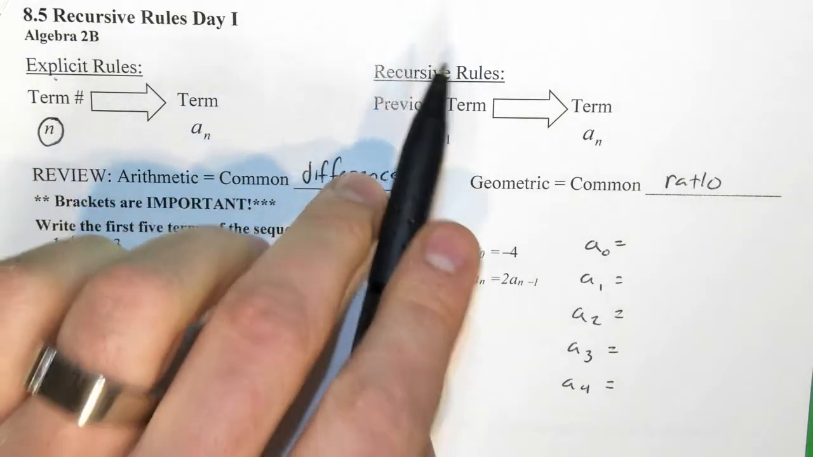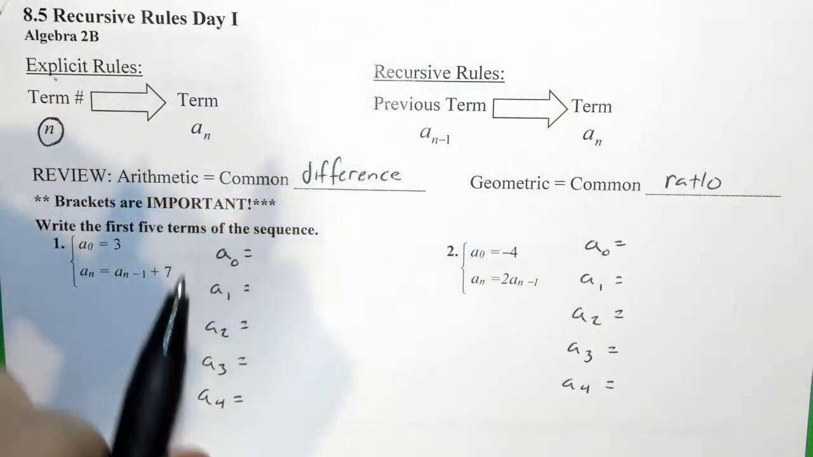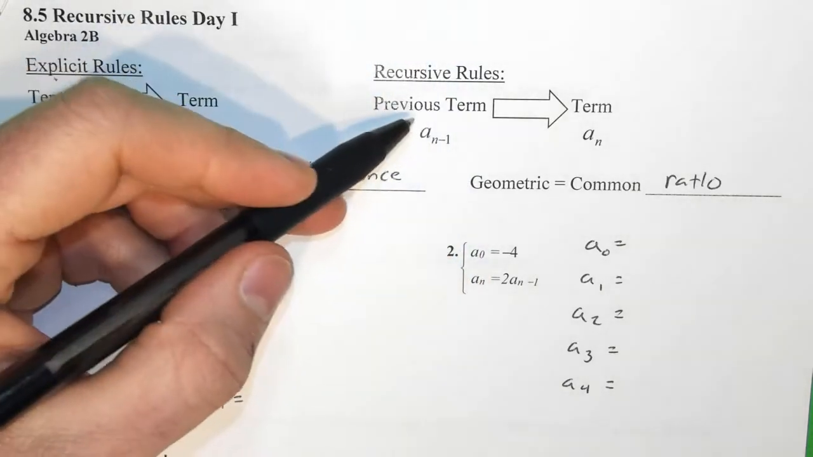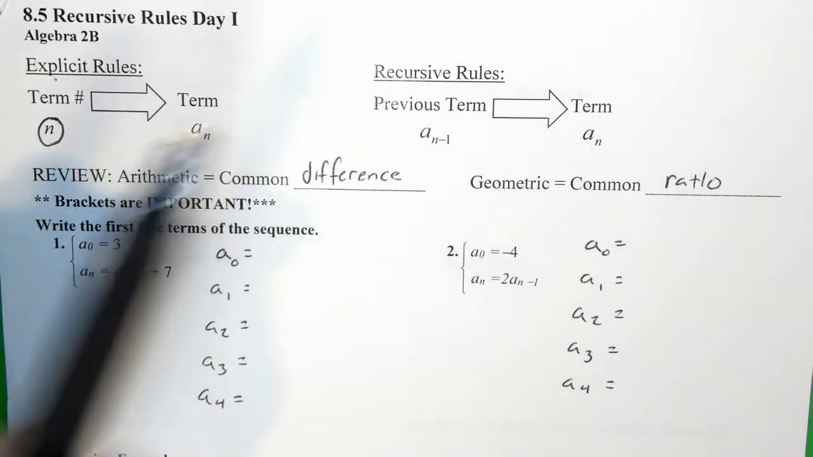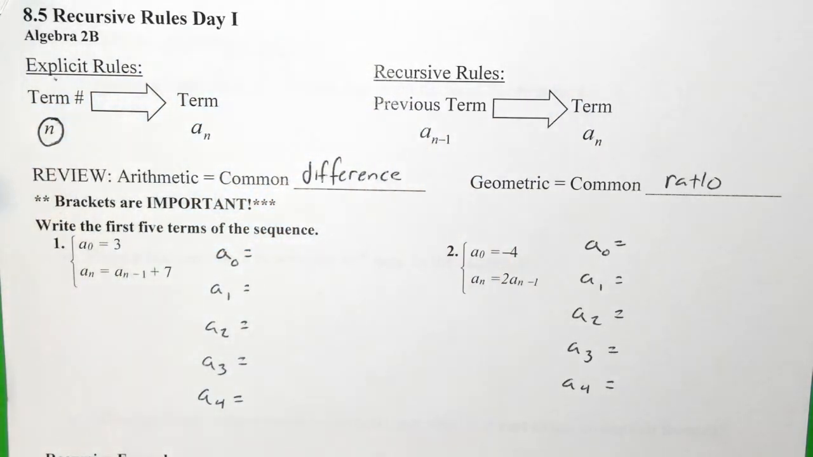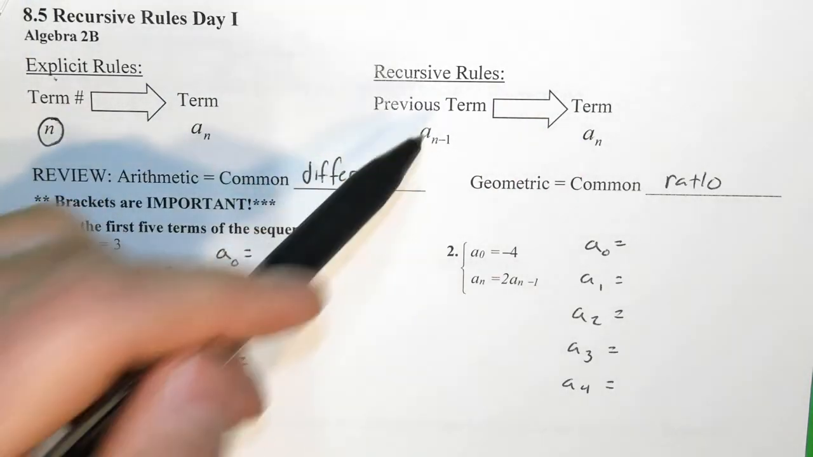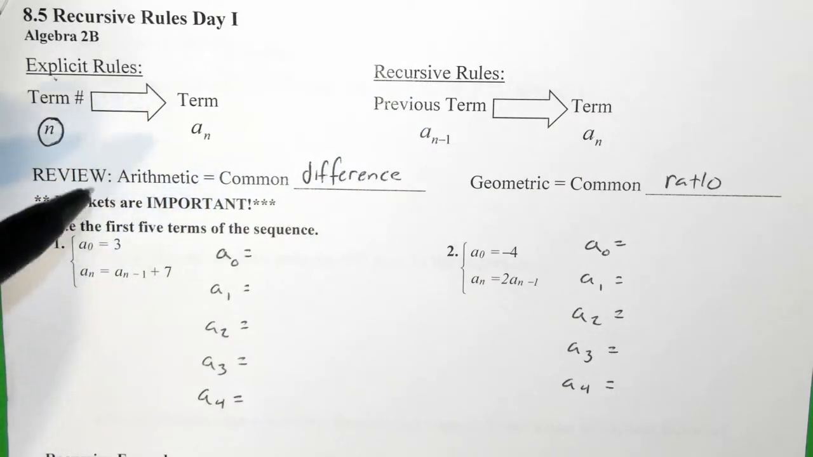The way a recursive rule works is different. In order to get your term, you need to know what the previous term was. So that is slightly different, and I want to point out those strengths and weaknesses to you so that you understand them as clearly as possible. So let's get started.